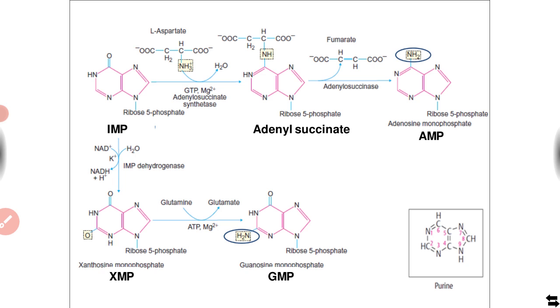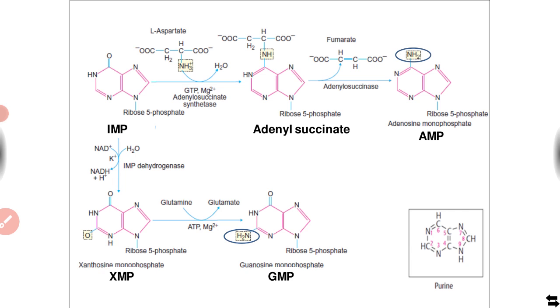Okay. So initially the parent purine nucleotide inosine monophosphate is formed, from which adenosine monophosphate is formed by adding an amino nitrogen at C6, and from inosine monophosphate guanosine monophosphate is formed by oxidizing it and adding an amino nitrogen at C2.